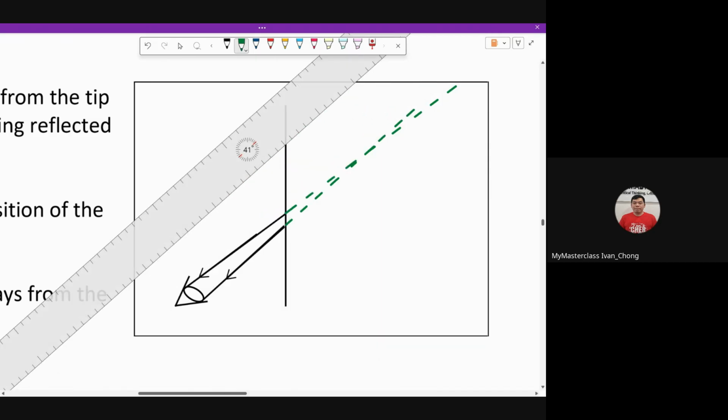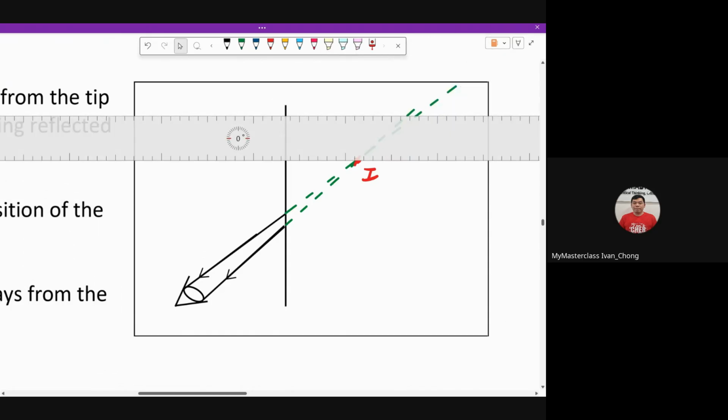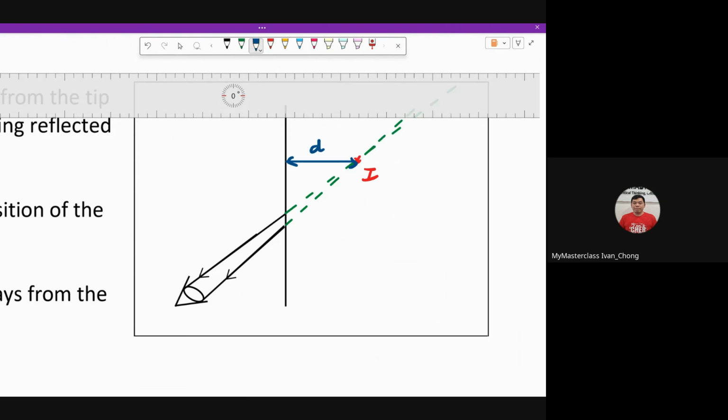You'll notice that there is a point where your light rays intersect, and this point where they intersect is what we call your image. So once we find the image, we do it in reverse. Let's find the distance D. So once we find distance D over here, we're going to do the exact same step to find your object. Just that everything now is in reverse. So D, and you want to find your object O.